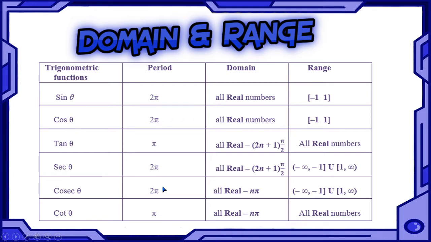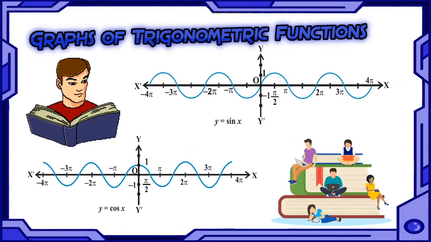Sec and cosec period is 2 pi. Here domain for sec is same as we have for tan. Cosec we have same domain as we have for cot, and range for cosec and sec is same, minus infinity to minus 1, then 1 to positive infinity. These two graphs will never give us the value between minus 1 to 1.